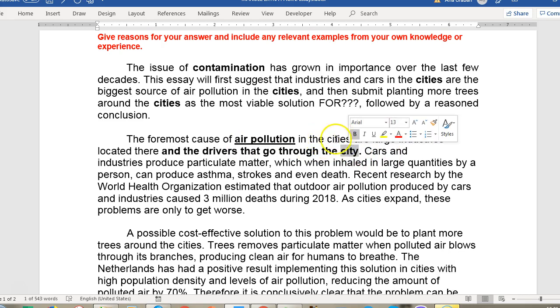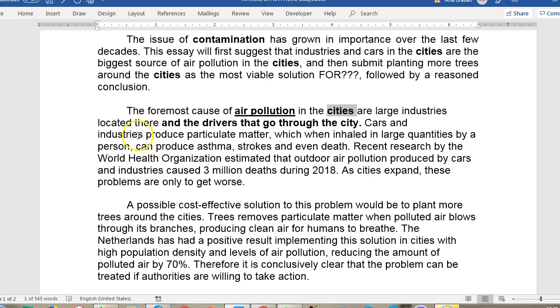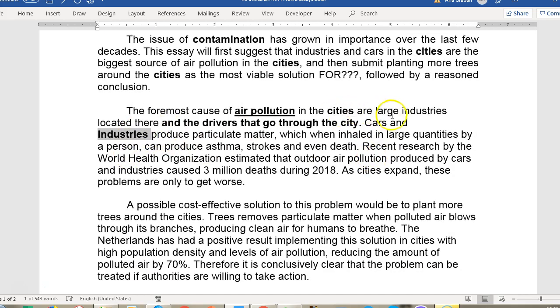And again, city here and cities here, let's make ourselves a point of avoiding repeats. Cars and industries again, industries here and industries here. I'm going to highlight all the repeats so that you can see them and think of replacing them with appropriate synonyms. Cars and industries produce particulate matter. This is impressive. Yes, you probably know something in the field. Particulate matter is a very appropriate term that you use here in the context of air pollution.